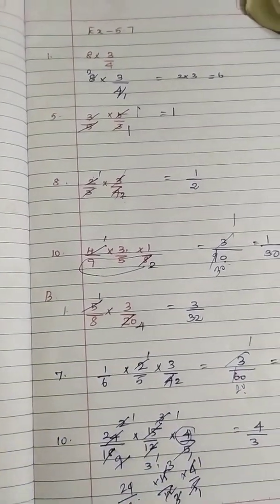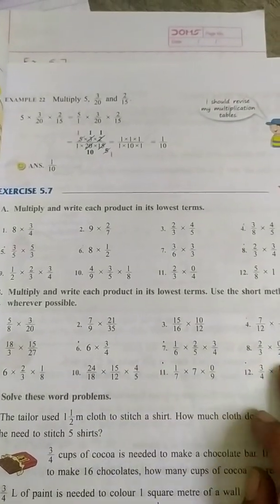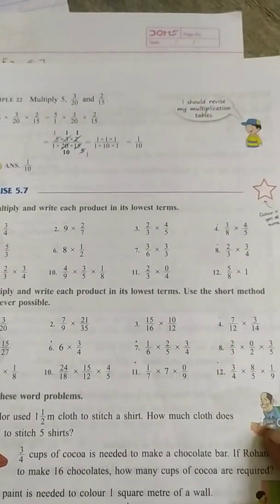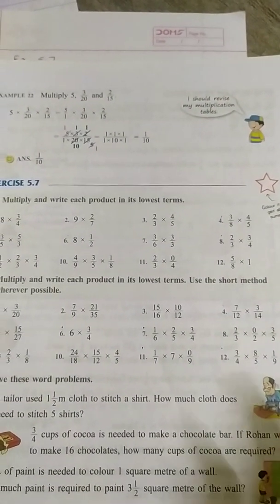So you cancel the common terms and multiply the remaining numbers. If you have any doubt, you can ask me, children. Thank you.